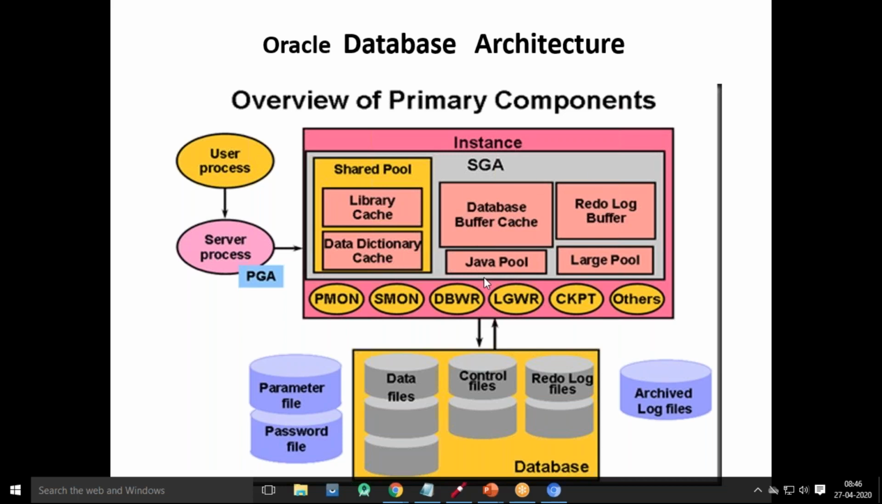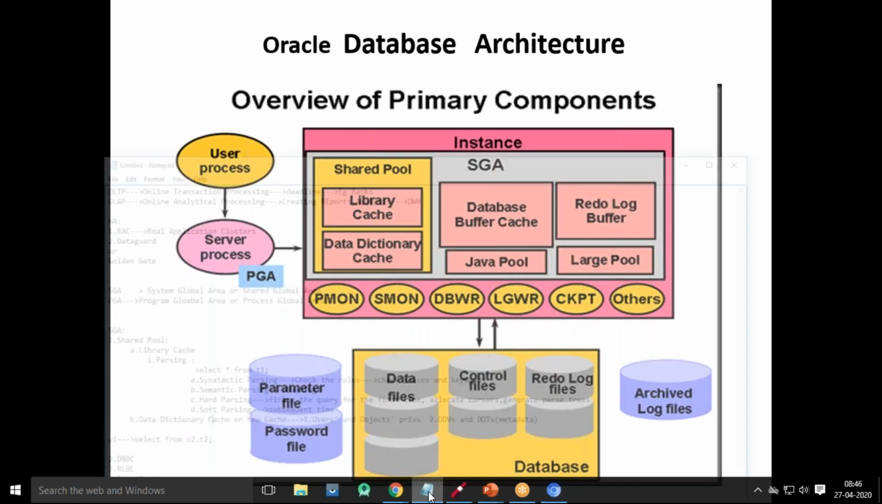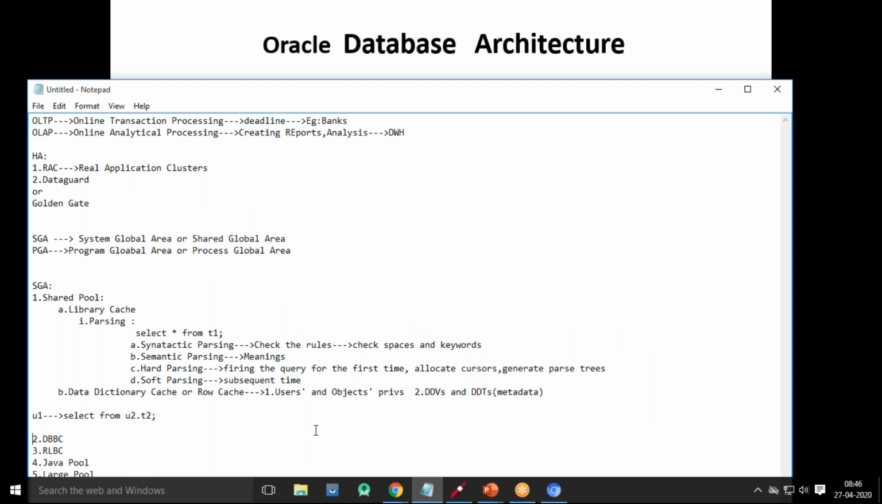Next one is database buffer cache. See, I'm giving a query, and the actual execution of the query is done here only. Actual execution means what? See, I want to insert some records, say I'm inserting some 10 lakh records. So the actual insertion is done in the DBBC only. The DBBC is the place where actual execution takes place. Next one is RLBC. RLBC means redo log buffer cache.